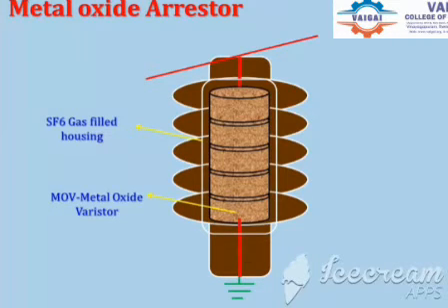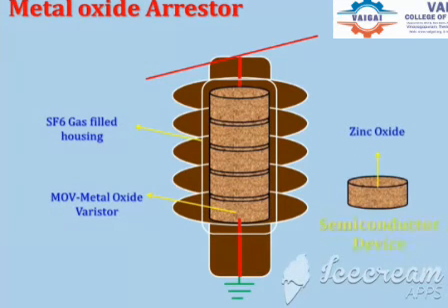So the next one is the metal oxide arrestor. The figure shows the metal oxide arrestor. Metal oxide is nothing but zinc oxide. Here we are using a gas called SF6 gas. In the SF6 gas filled housing, the arrestor is placed. MOV means metal oxide varistor. Varistor is a variable resistor. So it is a semiconductor device, and it has zinc oxide.